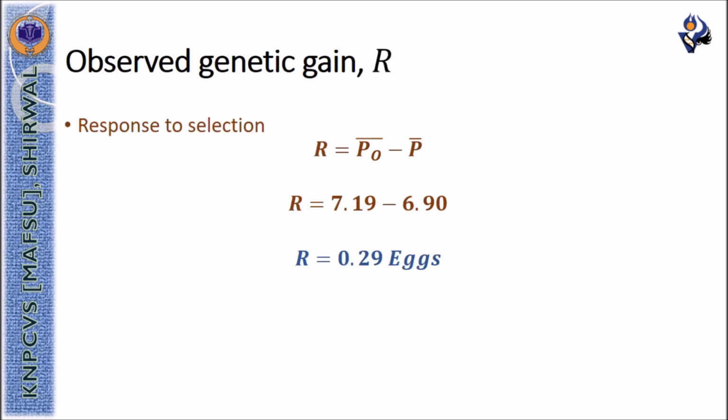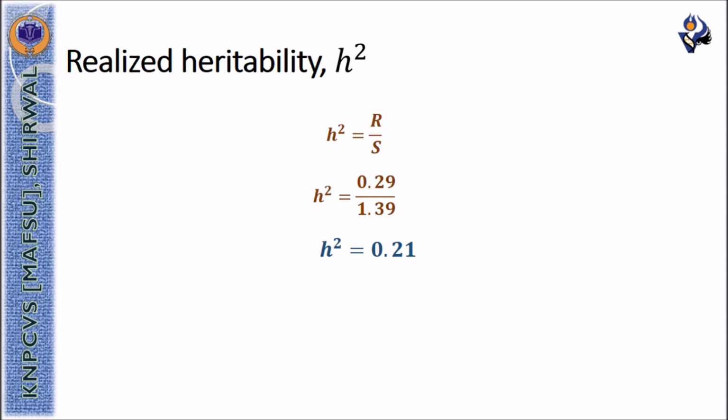Observed genetic gain or response to selection is calculated as 0.29 eggs, where 7.19 is the mean of the progeny. Realized heritability comes to 0.21. You can see the difference between the heritability of egg production, which was given as 0.2, and the actual realized heritability by this selection experiment, which is coming to 0.21.